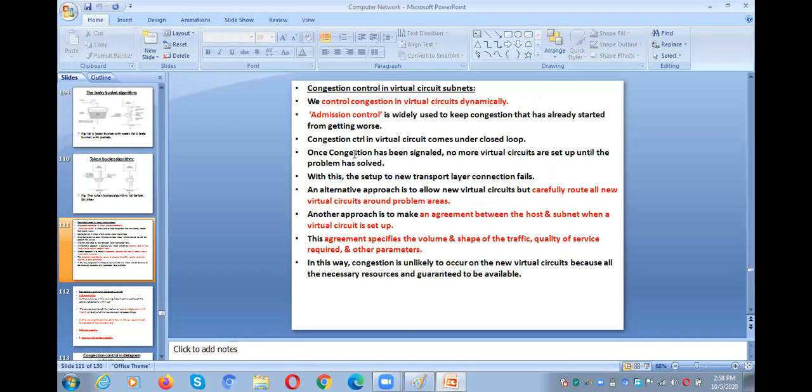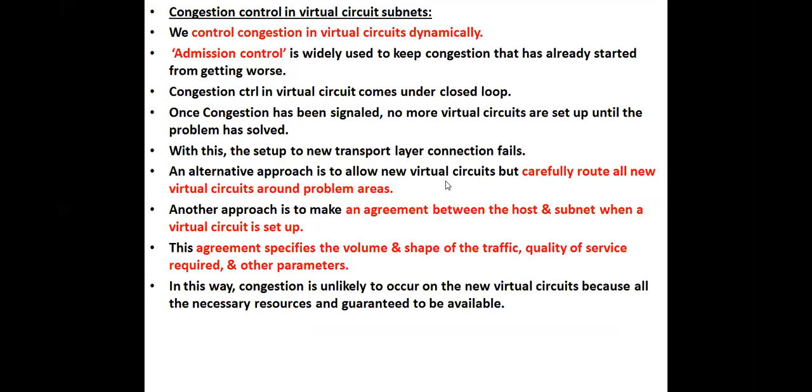And then congestion control. How can we control the congestion? Follow the virtual circuit. As I told you earlier, virtual circuit means we need to set up the connection first and then do the data transfer. By using that connection, all the data packets are transferred to the destination. With the help of virtual circuit, we can control the congestion by using admission control.